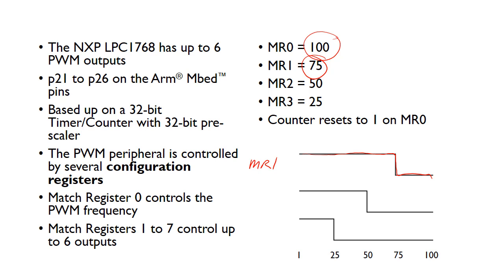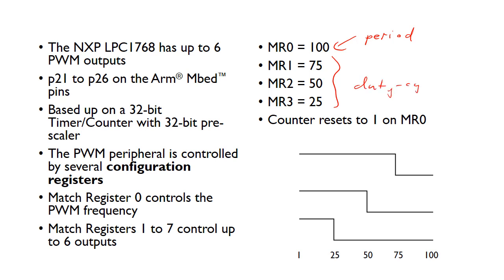Because we've set 100 as the match register 0 value, this corresponds to a 75% duty cycle. Match register 2, we've written a value of 50 to that register, so this timer is going to count up, and when it counts to 50 it'll reset, so that gives us a 50% duty cycle. And then finally match register 3, we've written the value 25 there, so it'll output a 1 until it counts up to 25, then it'll reset. So match register 0 controls the period, and the other ones control the duty cycle.